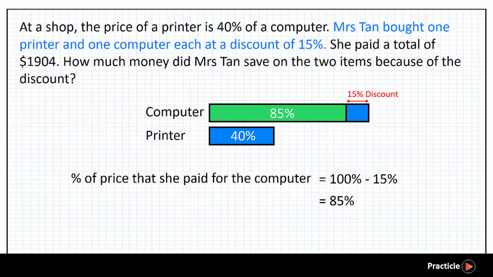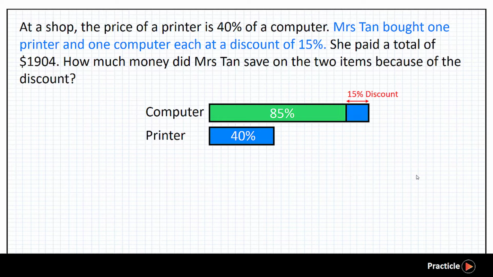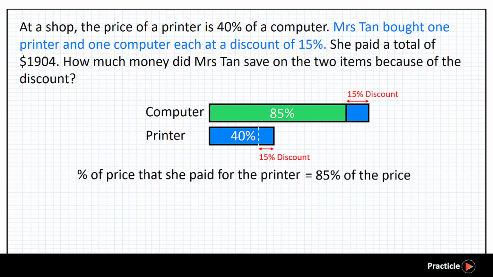Now what about the printer? Here's the tricky part. Earlier on, we measured the price of the printer in terms of the price of the computer. Remember? We know that the price of the printer is 40% of the price of the computer. Now, to find out how much she paid in terms of the computer's price after the discount, we'll take 85% of the price of the printer. Okay? And to calculate that, we'll take 85 over 100 and multiply it by 40%. And this gives us 34%.